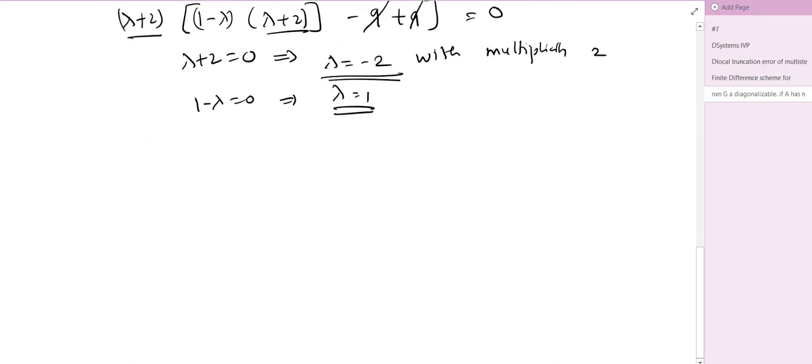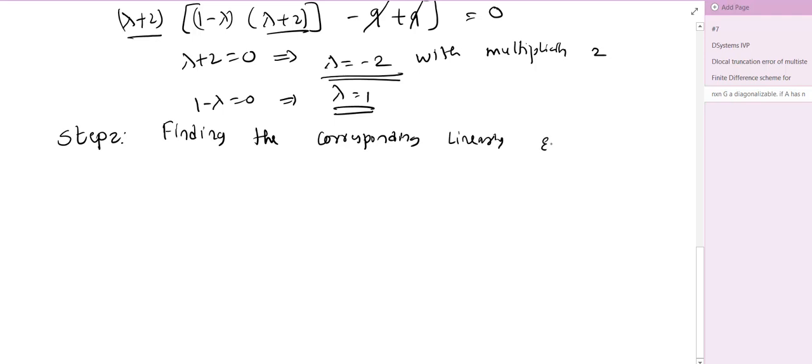Step 2 of the diagonalization is finding the corresponding linearly independent eigenvectors of A. So first, let me take lambda equal to minus 2, and we are going to find the eigenvectors.